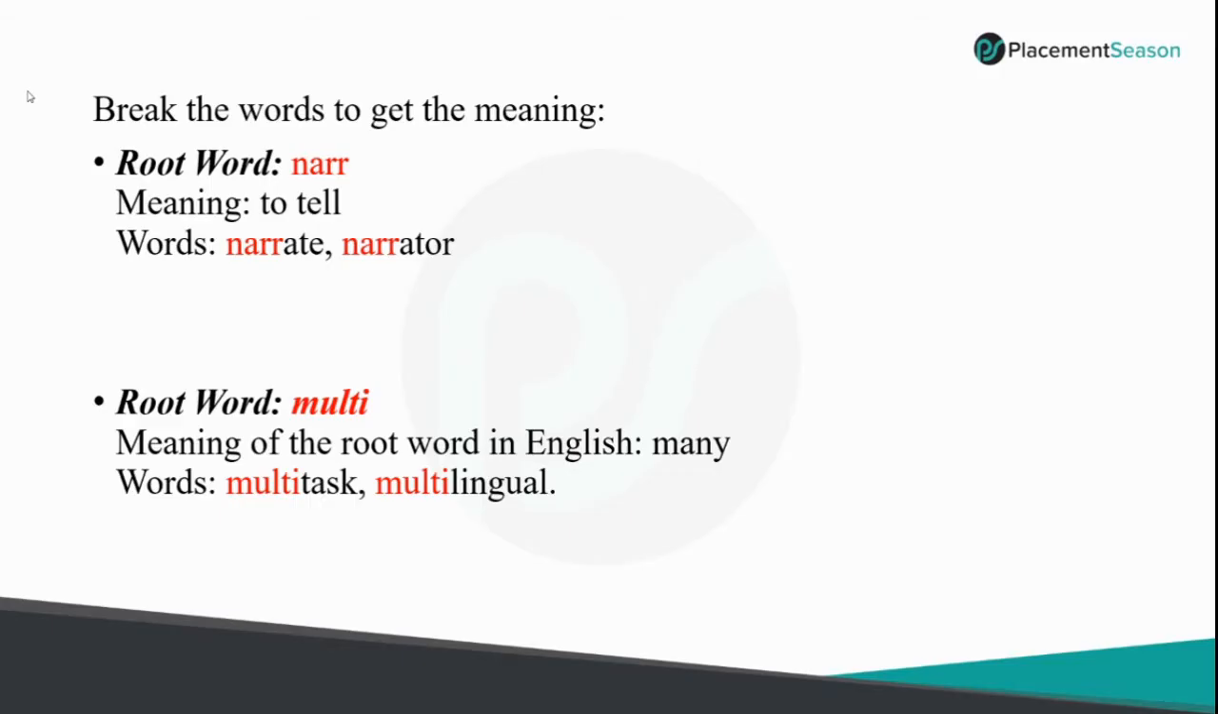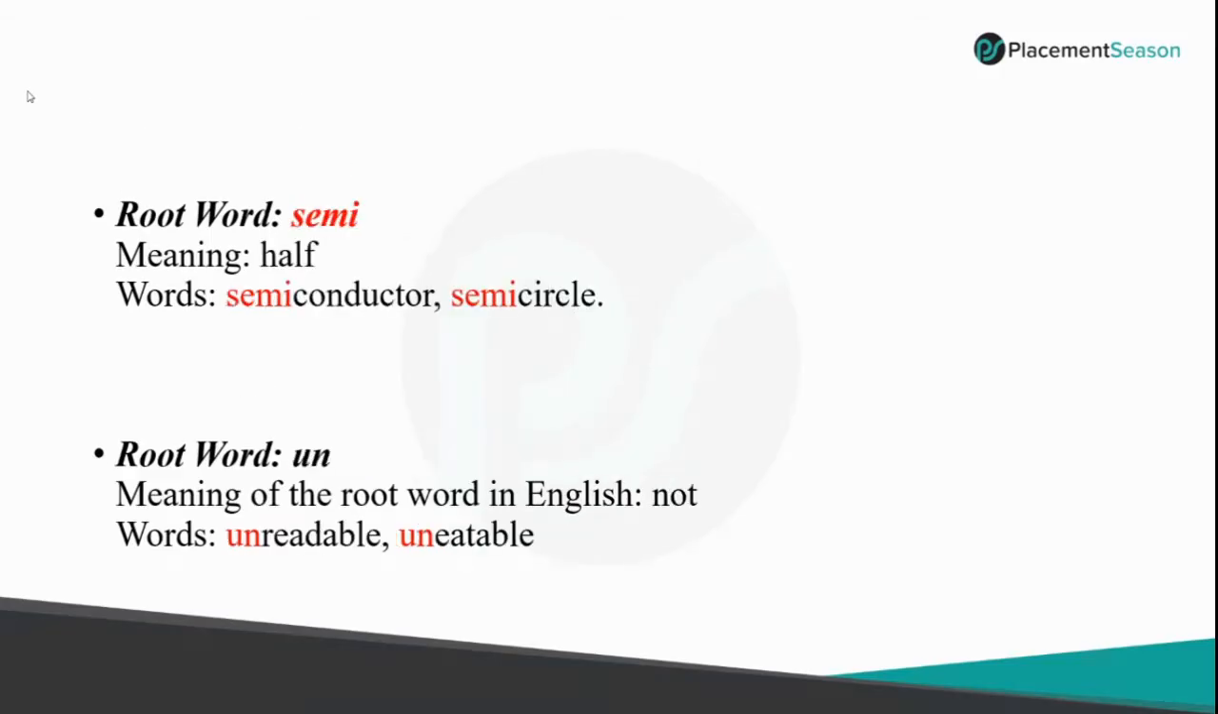Let's move on. Semi. What is semi? Half. So what are the words that you can make from it? Semiconductor, half conductor. Semicircle, circle in half. Semiconductor.